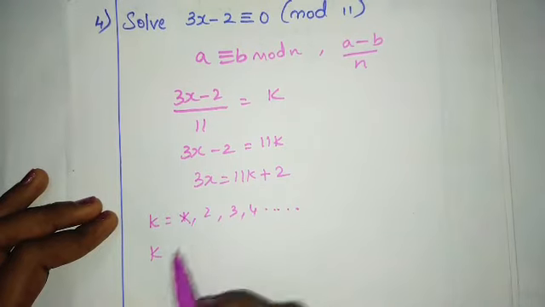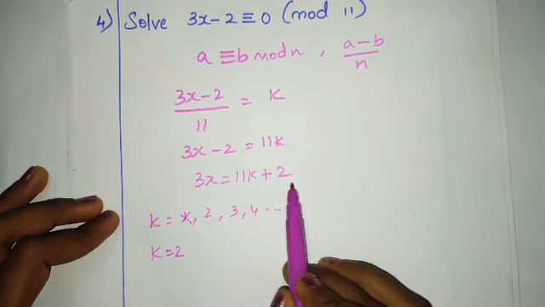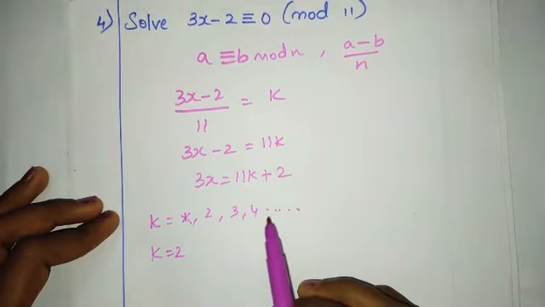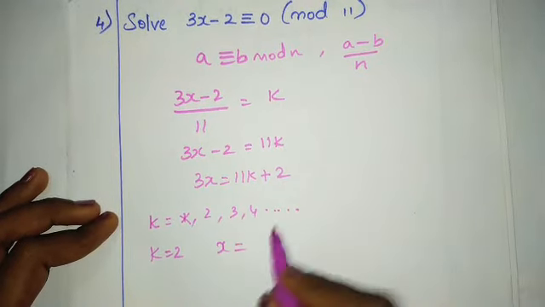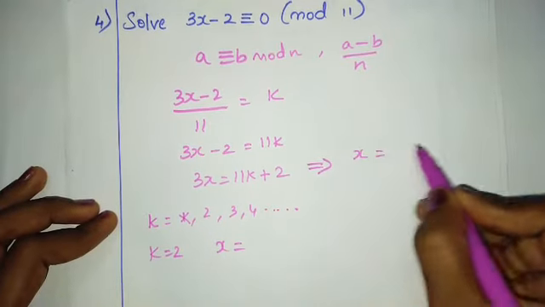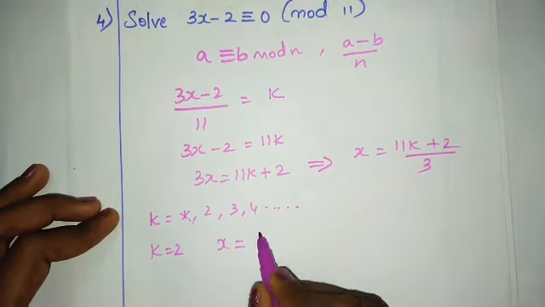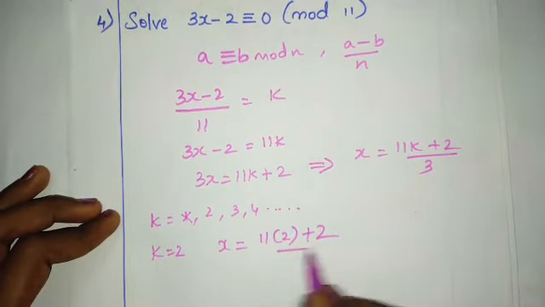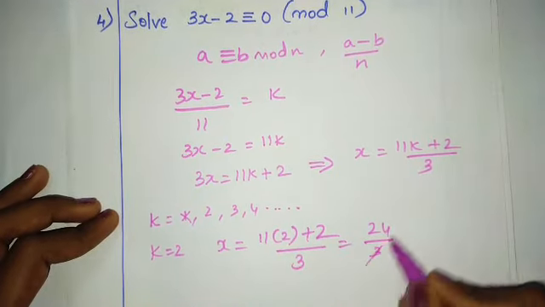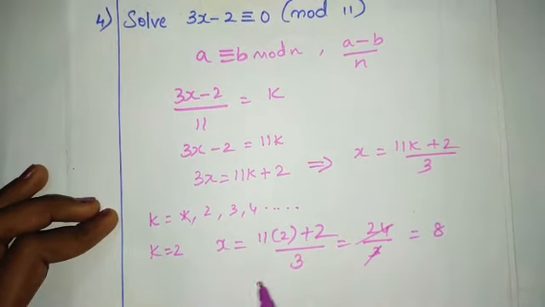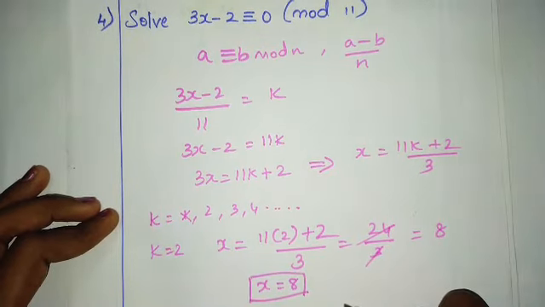Got it? So now if I take the k value as 2, 11 into 2 is 22, 22 plus 2 is 24, 24 can be divided by 3, correct? So take the k value as 2, so x is equal to (11k plus 2) divided by 3. So 11 into 2 plus 2 divided by 3, that is 24 divided by 3, that is 3 1s are 3, 3 8s are 24, so 8. Your x value is 8. Got it? So now we'll apply the next k value.